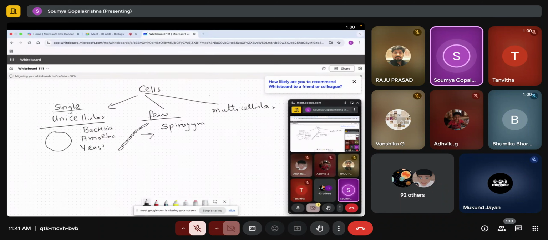It is like a filament, a long thread-like structure, basically made up of a number of cells. This is called Spirogyra. It is a few-celled organism. There is another organism called Volvox, which is few-celled. And there are certain fungus molds like Penicillium and Aspergillus. They all come under few-celled organisms.